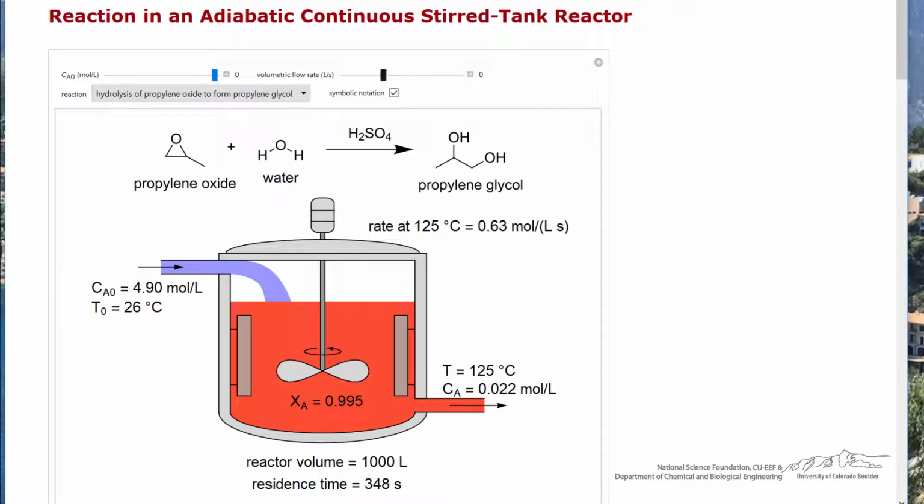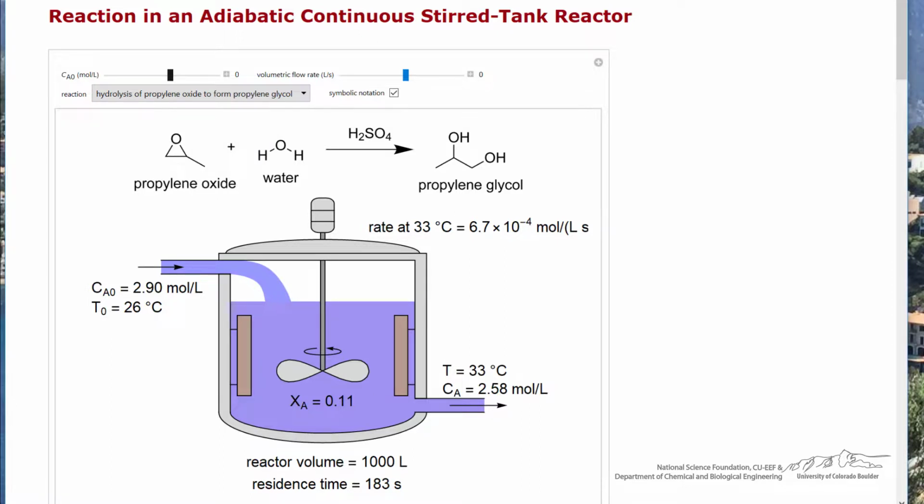I can increase the volumetric flow rate, lower the concentration, and now get a much smaller conversion, therefore a much smaller temperature increase. So hopefully this adiabatic CSTR gives you some better understanding of its behavior.